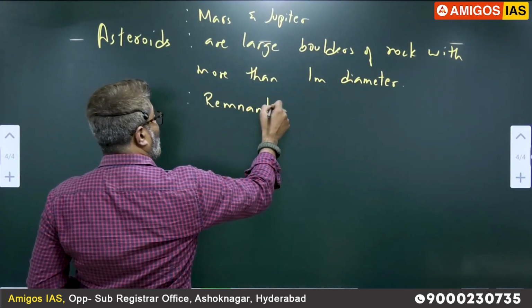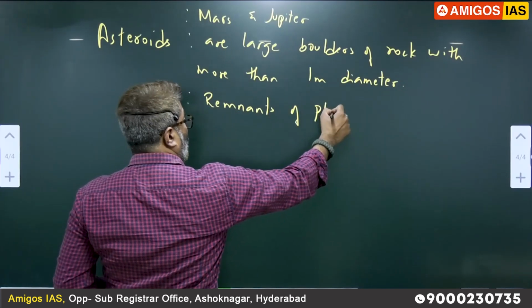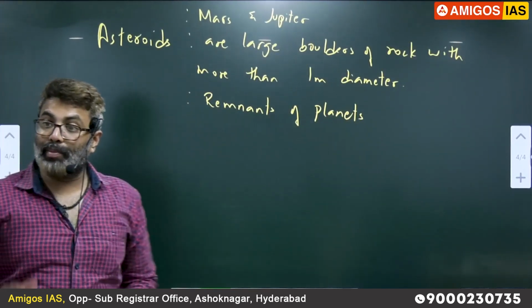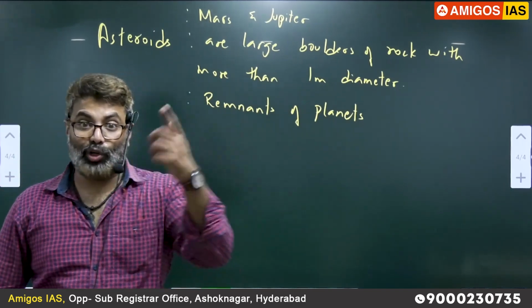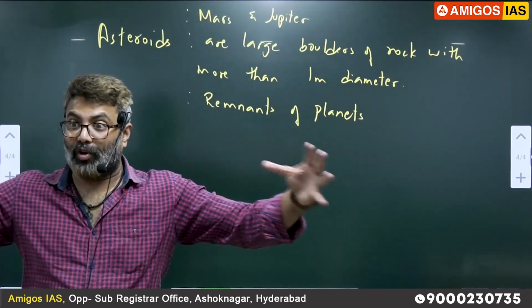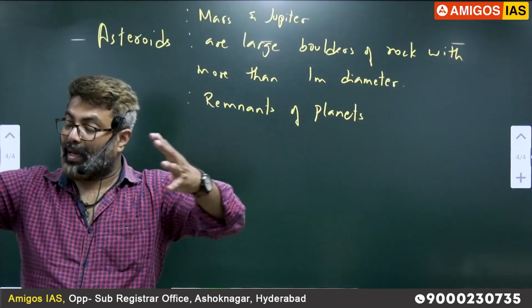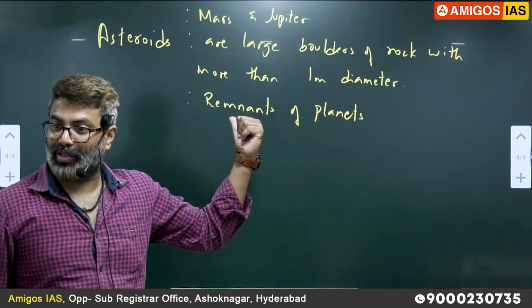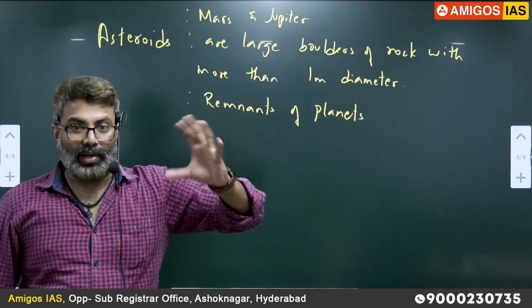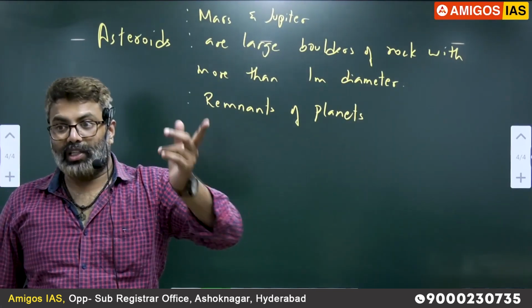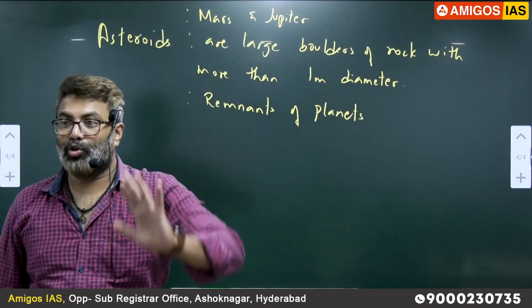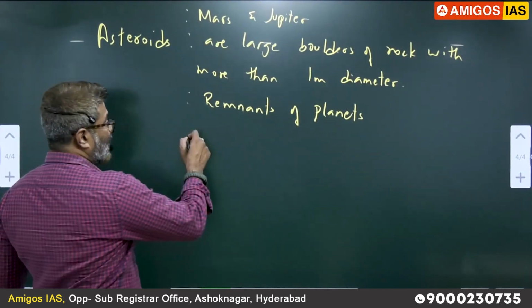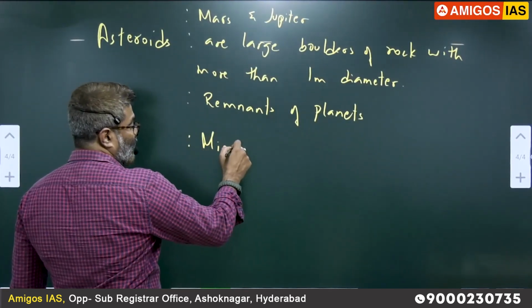Asteroids are remnants of planets. What is a remnant? Remaining, leftover. Remember I showed you the video. Rocks were forming together like this, a chunk formed, a planet formed. The remaining rocks were asteroids. The leftover pieces of rock started orbiting the Sun between Mars and Jupiter. So they are basically minor planets. Asteroids are called minor planets.